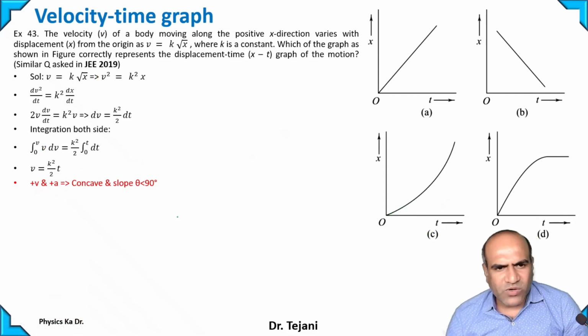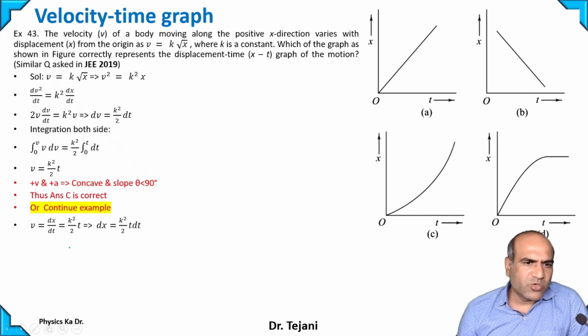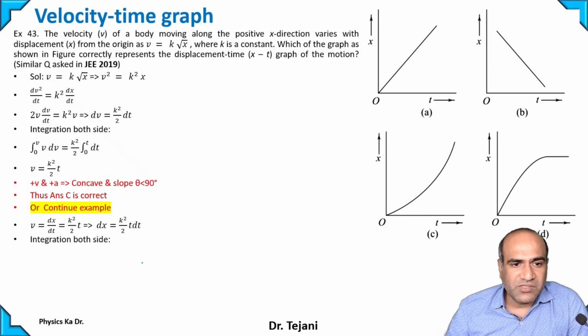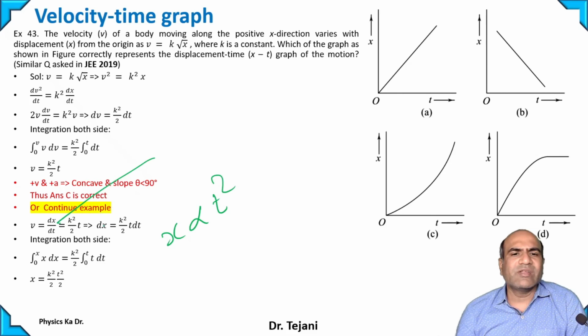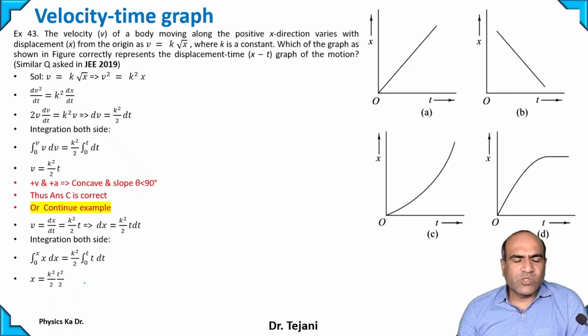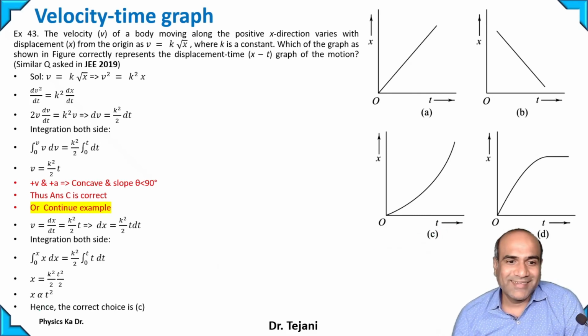Right. So you may go with this, or you may continue: v is equal to dx by dt equals k square by 2t. Again, you may do differentiation for the same, and you can get x is equal to k. So x is proportional to t square. We already identified this from the graphical representation also. So x is proportional to t square, hence option C is correct.